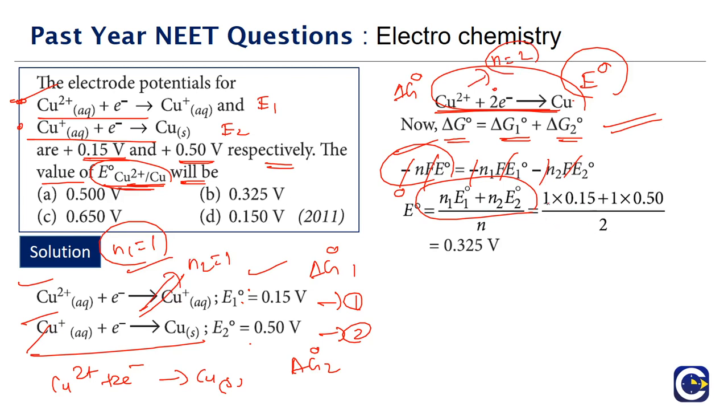So let's substitute. N1 is 1, into E1 is 0.15, plus N2 is also 1, E2 is 0.5, divided by N. N is 2. So the numerator is 0.65, divided by 2, which is 0.325. So this is the E0 value for the particular reduction step, copper 2 plus straight away becoming copper.